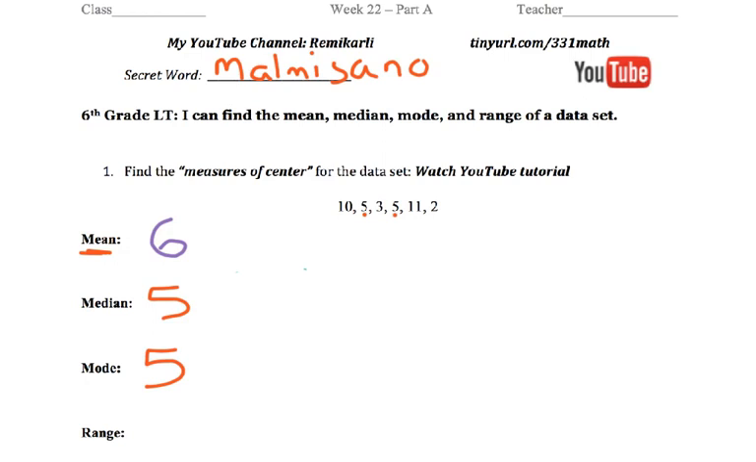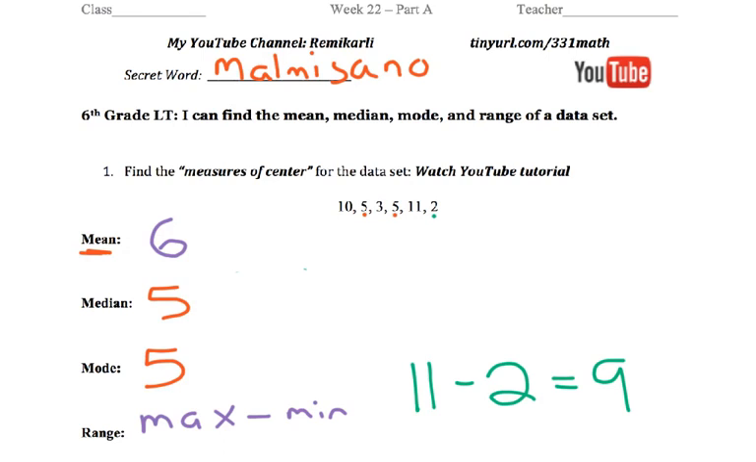And then finally, the range is the difference between the largest number, the max, subtracted by the smallest number, or the minimum, in the data set. So in this case, the largest number that we have is 11, and the smallest number that we have is a 2. So if I take the maximum and subtract the minimum, I figure out that the data have a range of 9, meaning the distance between the smallest number and the biggest number is exactly 9.